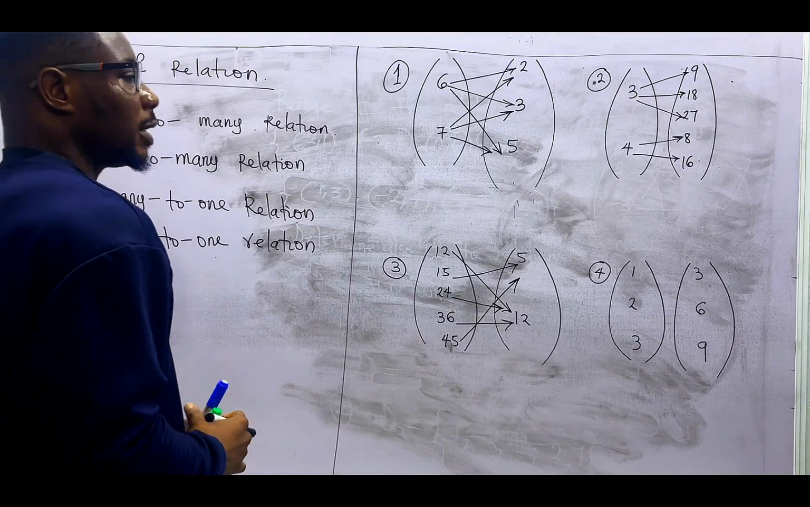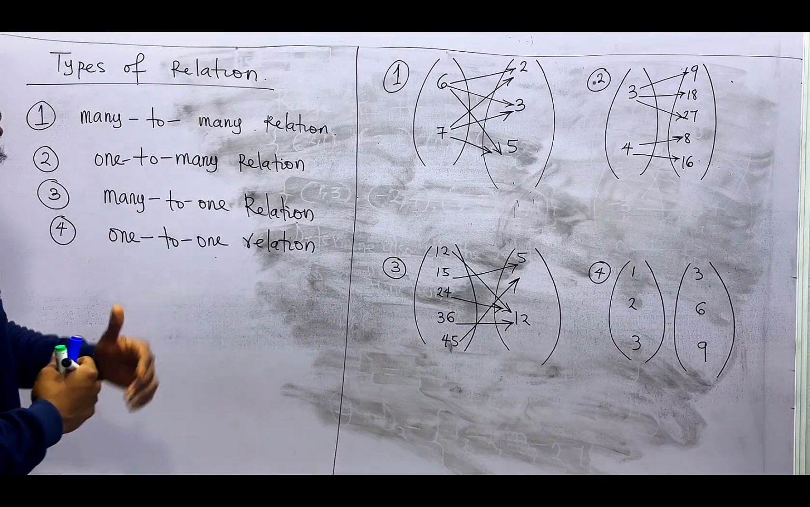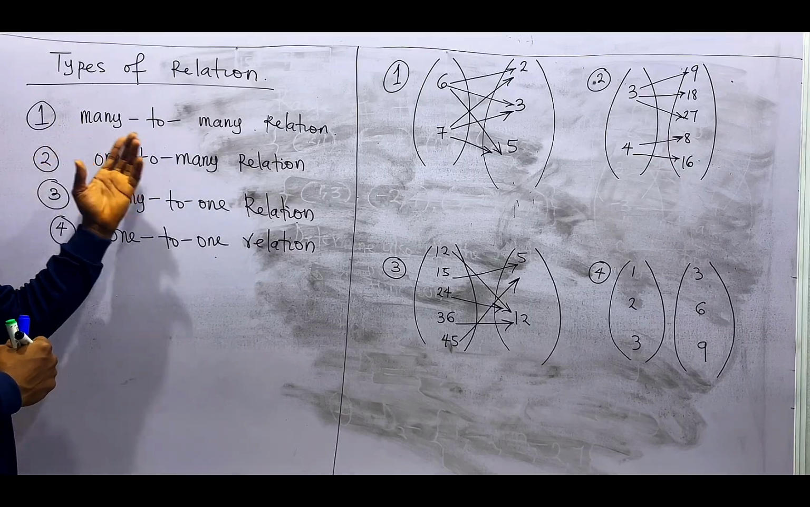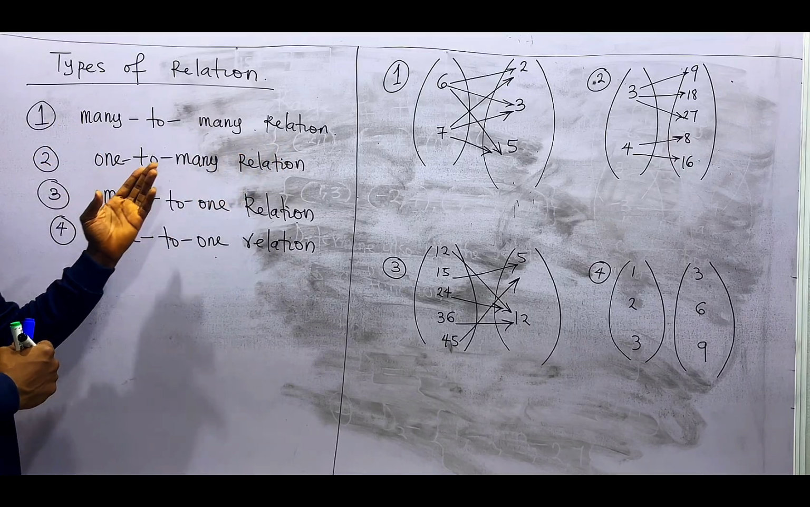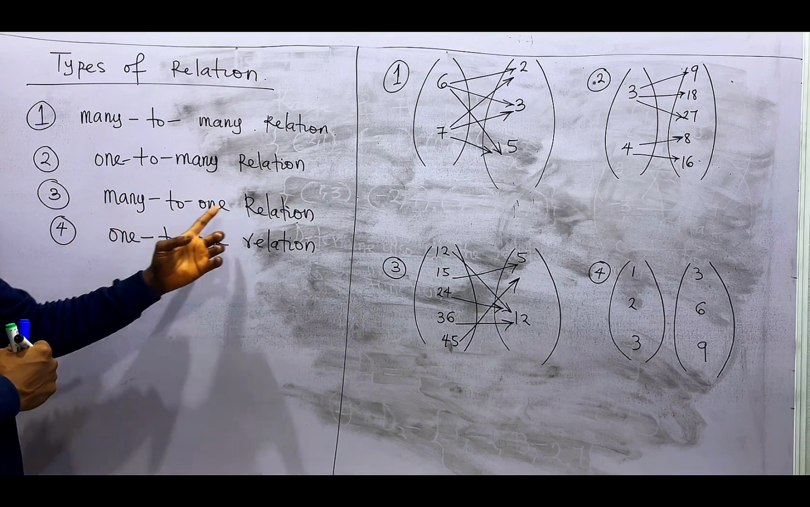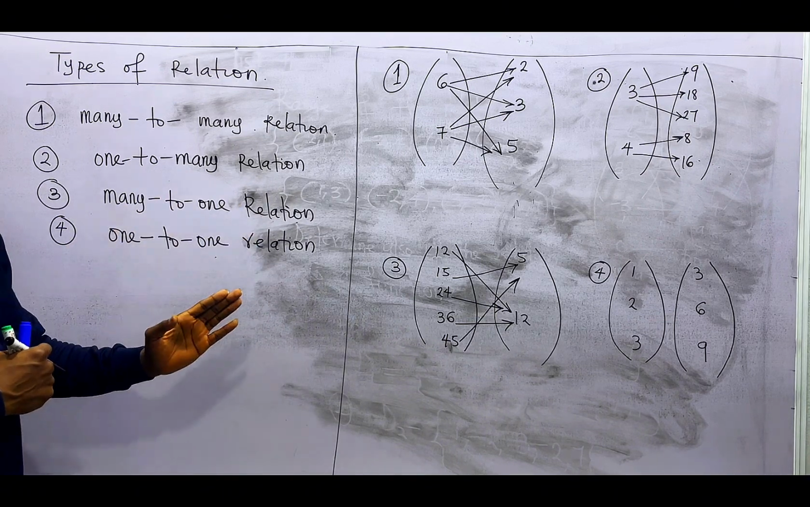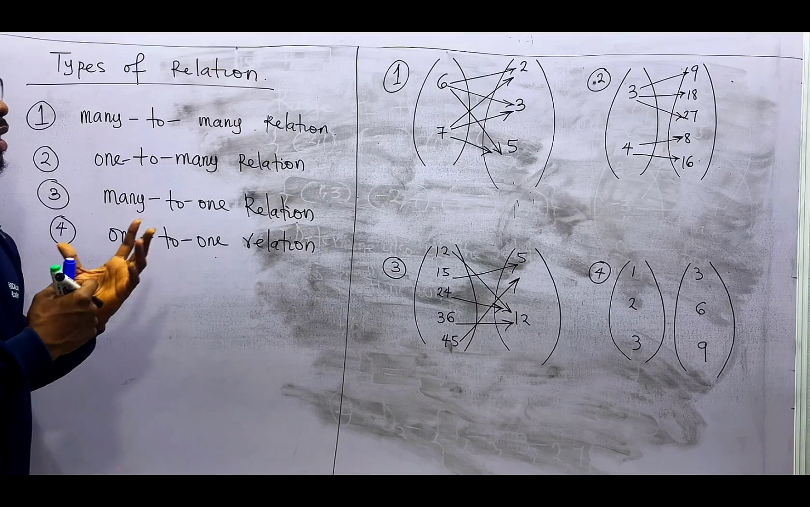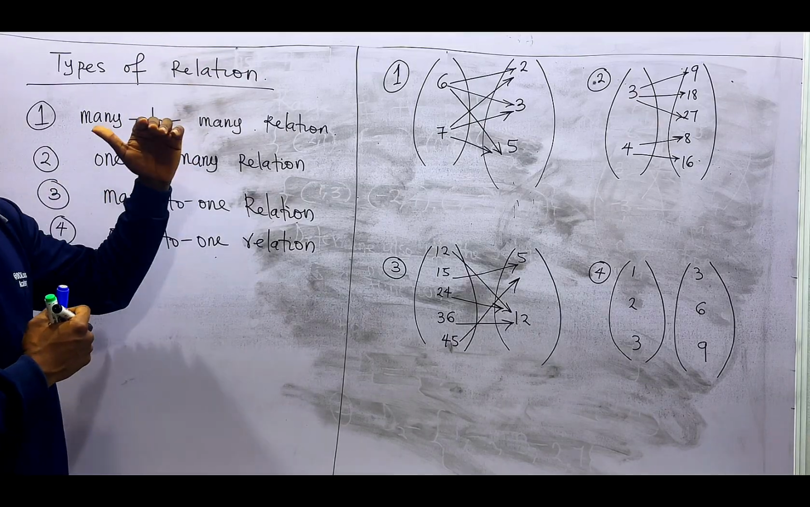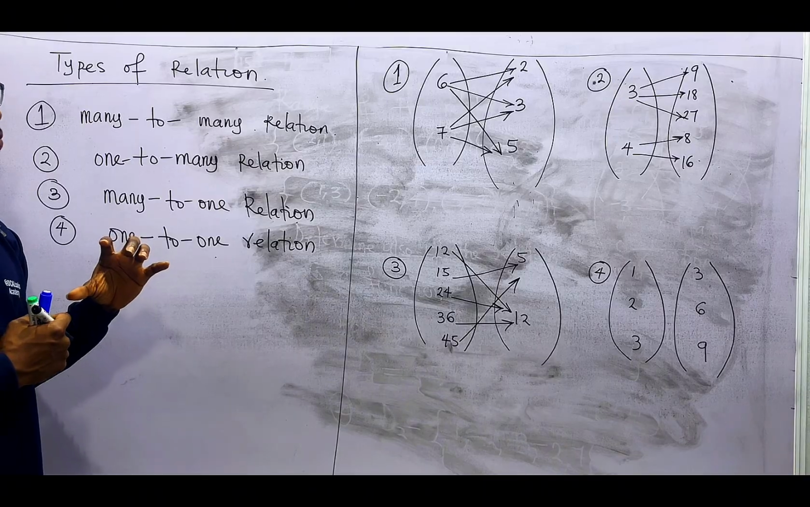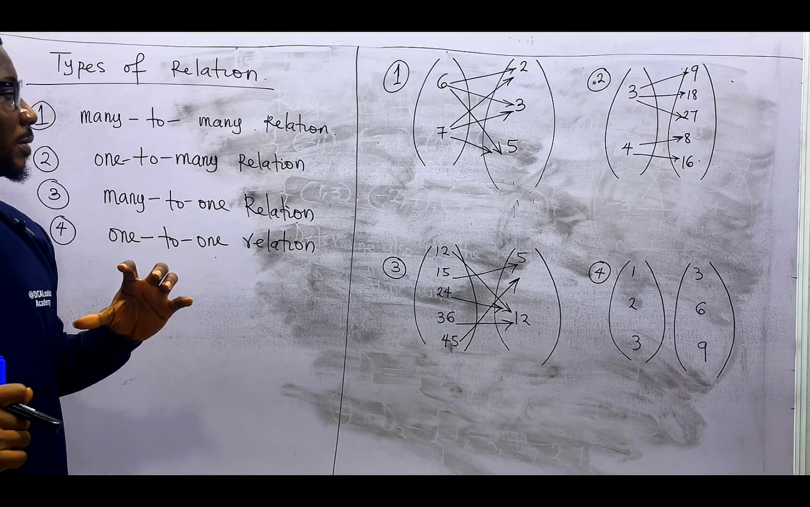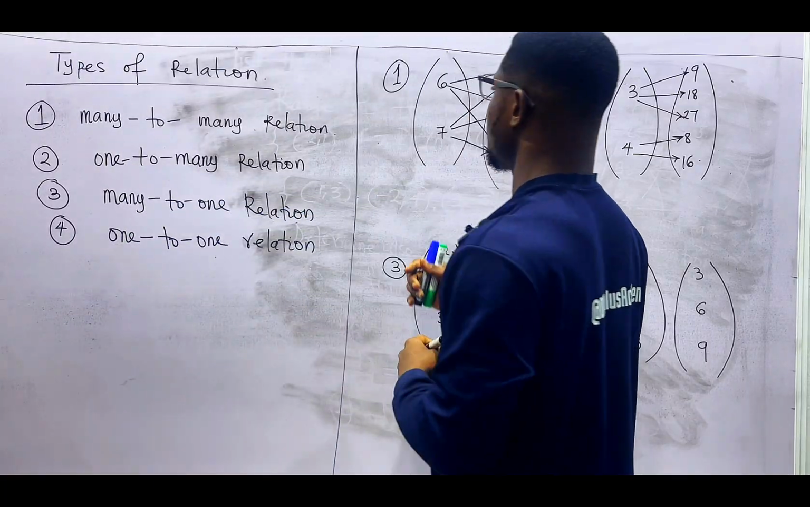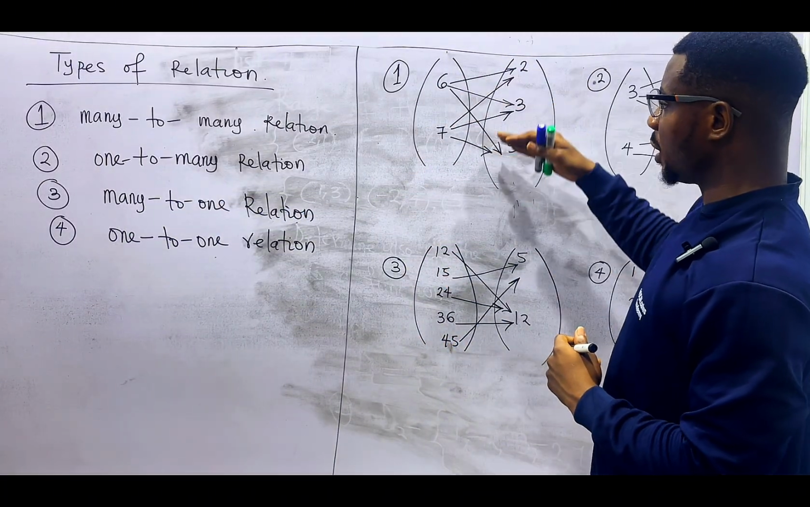These are the several types of relations that we can have. We can have, as the name implies, many to many relation, one to many relation, many to one relation, and one to one relation. Now, let's go to the first one. As the name implies, many to many means that several elements in the domain relate to several elements in the codomain.